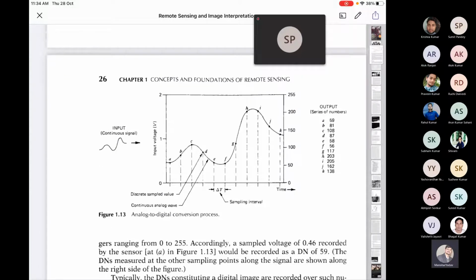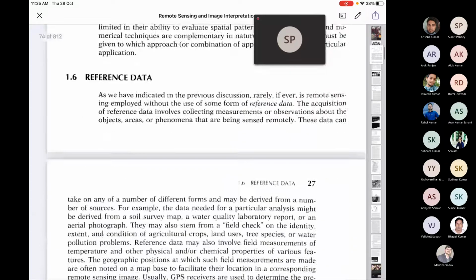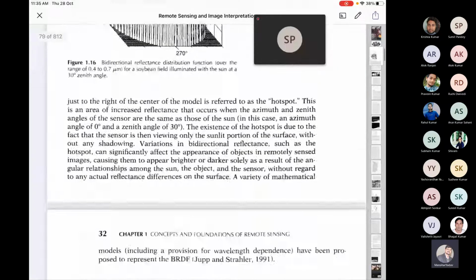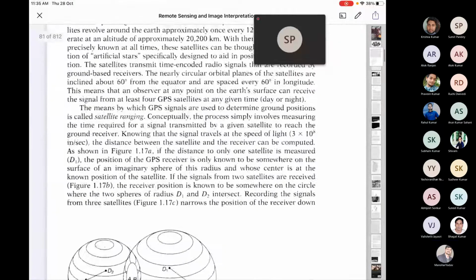As you see in figure 1.13, they have plotted the transfer function for A to D conversion, where on the x-axis they talk about time. On the left hand side of the y-axis it is the input voltage, while on the right hand side they talk about the digital number. So with respect to the continuous signal that is received at the sensor, how it is converted from analog voltage to the digital number is mentioned over here. The way I discuss A to D conversion is a bit different from that given over here, so you can also go through this concept.